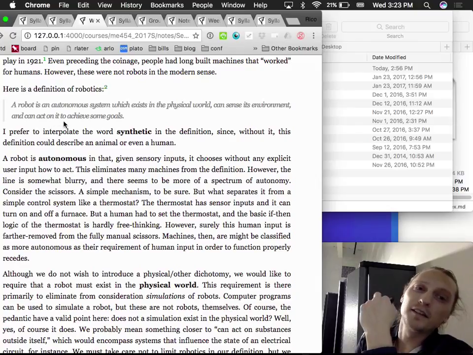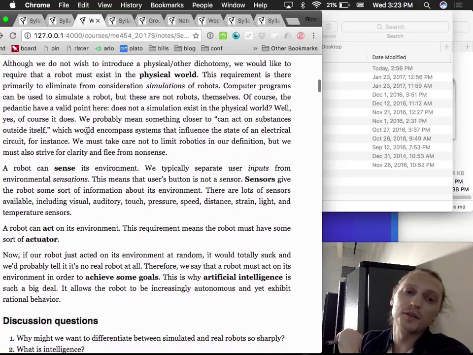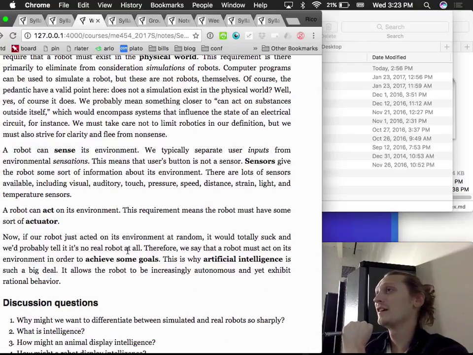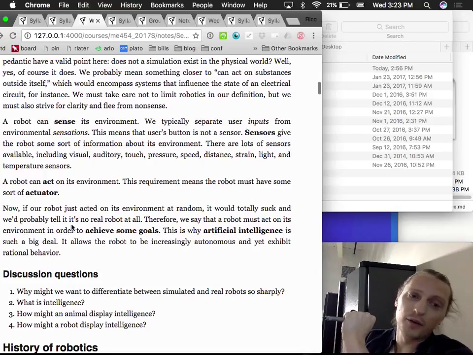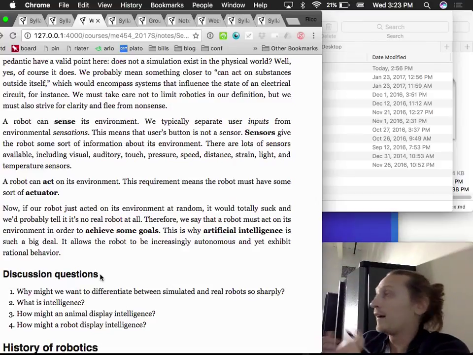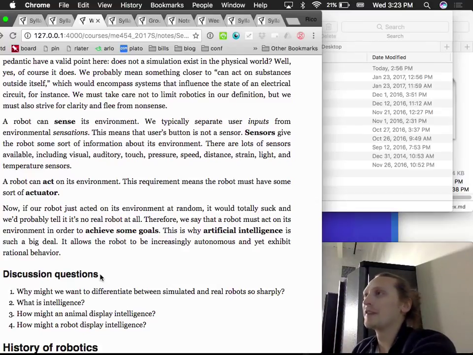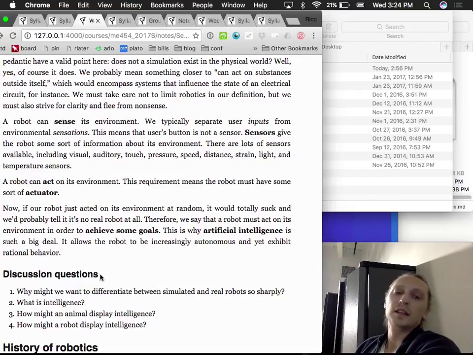Okay, and the other thing is it has to act on its environment to achieve some goals, right? So it's going to require some sort of actuator to do something. Now, if our robot just acted on its environment at random, it would totally suck, and we'd probably tell it it's no real robot at all. Therefore, we say that a robot must act on its environment in order to achieve some goals. So it must act not just randomly, but it's got to do something that we want it to do. This is why artificial intelligence is such a big deal. It allows the robot to be increasingly autonomous and yet exhibit some sort of rational behavior, even though you don't need to go very far to exhibit some sort of rational behavior, as we'll discuss later.